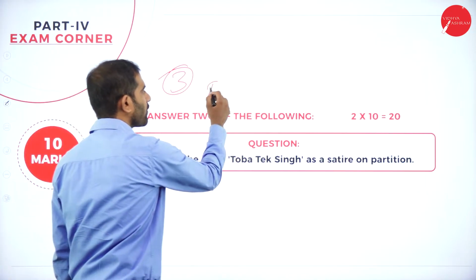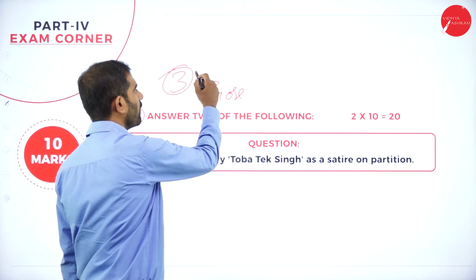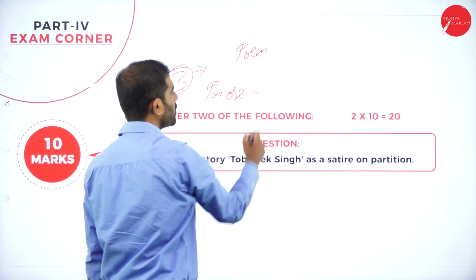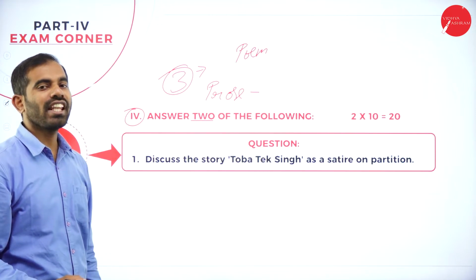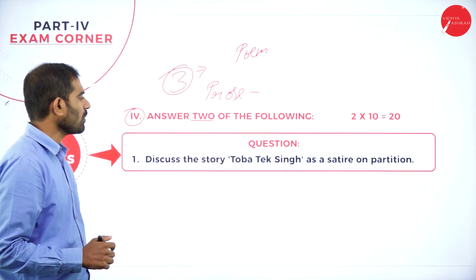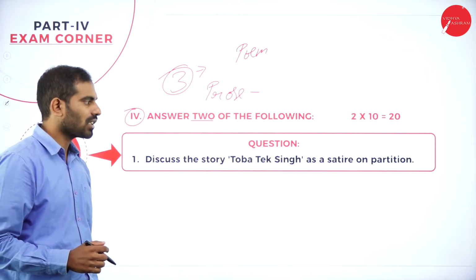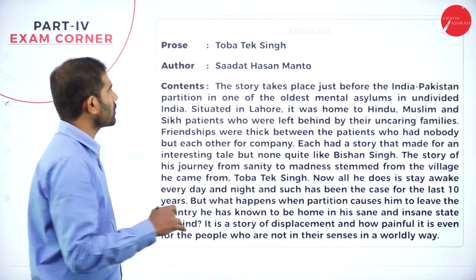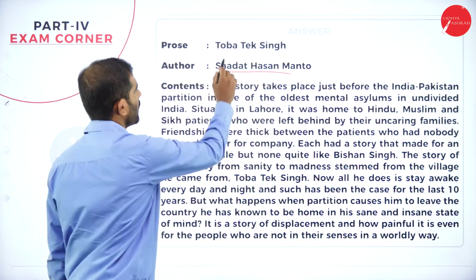So this is from prose. There are 2 sections asking 3 questions. One is from poem and the other one is from prose. Now we are dealing with prose here. Out of 3 questions you face, you are going to attempt any 2. The question is, discuss the story Toba Tek Singh as a satire on partition. Now this prose is written by Saadat Hasan Manto and the prose is Toba Tek Singh.